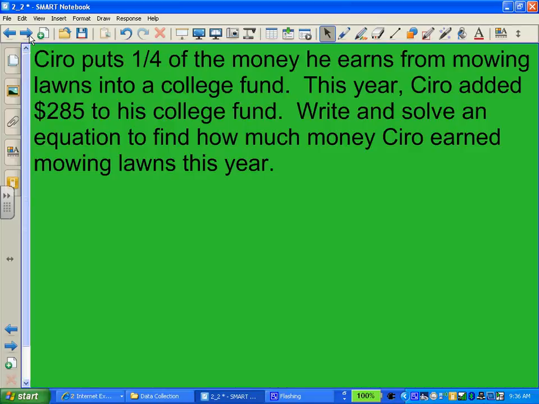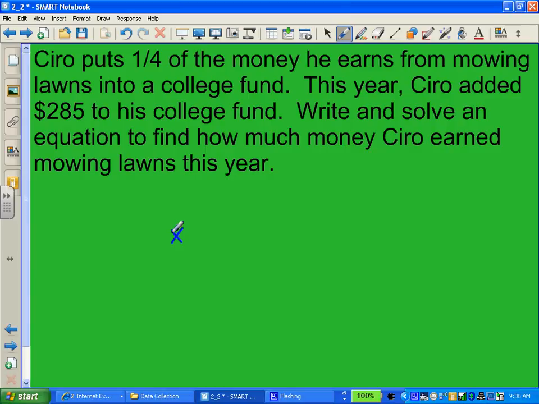Now the final thing we got today is our favorite, woohoo, story problems. So here we got, I think this guy's name is Ciro. I don't know. If you know how to say that, let me know tomorrow. Ciro puts 1/4 of the money he earns from mowing lawns into a college fund. This year, Ciro added $285 to his college fund. Write and solve an equation to find how much money Ciro earned mowing lawns this year.